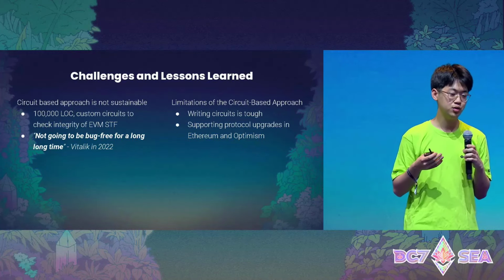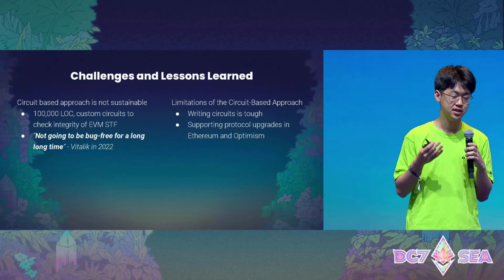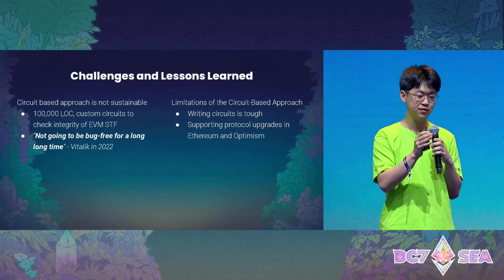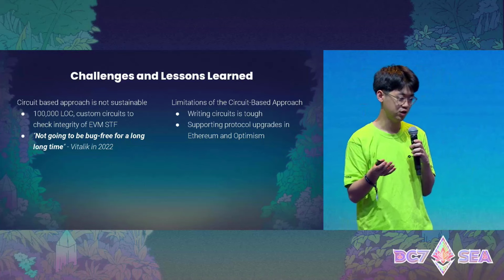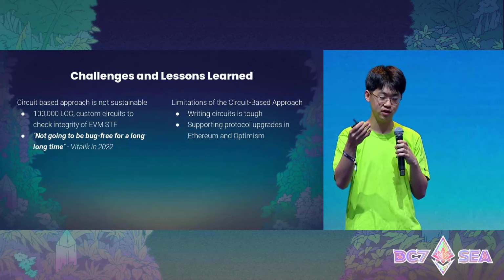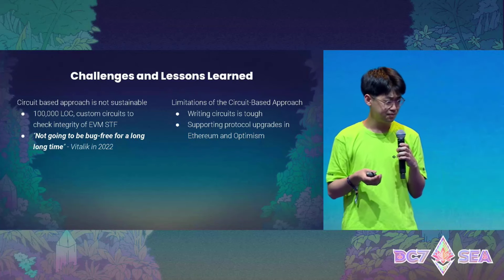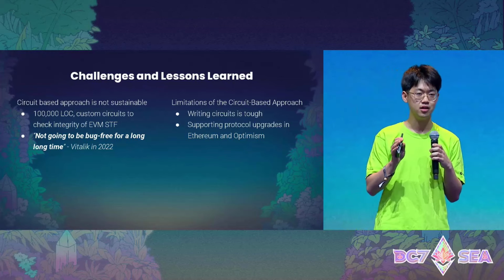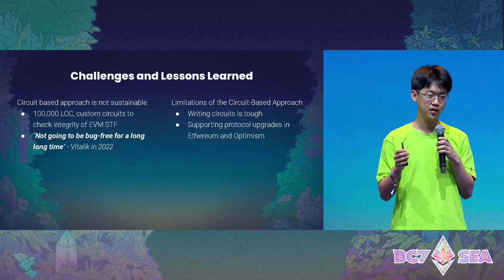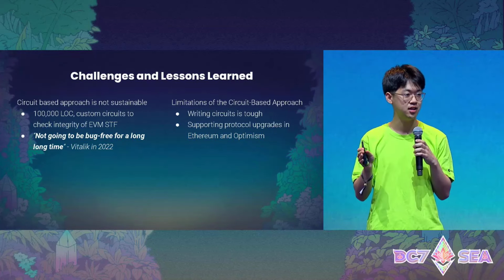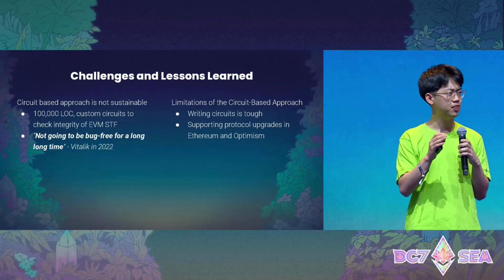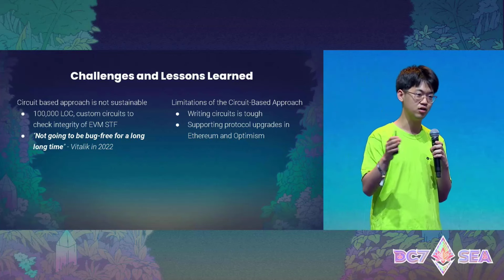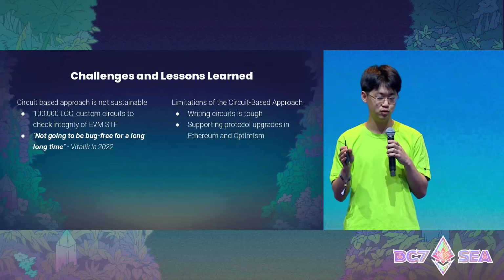What we're trying to do is check the integrity of the EVM state transition function. But we need several specific custom circuits written in circuit languages to verify that the state transition function, given the input, is done correctly. Back in 2022, Vitalik even mentioned that at the time there were no production-ready zkEVM circuit codes, but they had a POC version of it in Ethereum's PSE. Back then it was 35K lines of code, but even Vitalik mentioned that it's never going to be bug-free for a long, long time. So it's very prone to human errors.